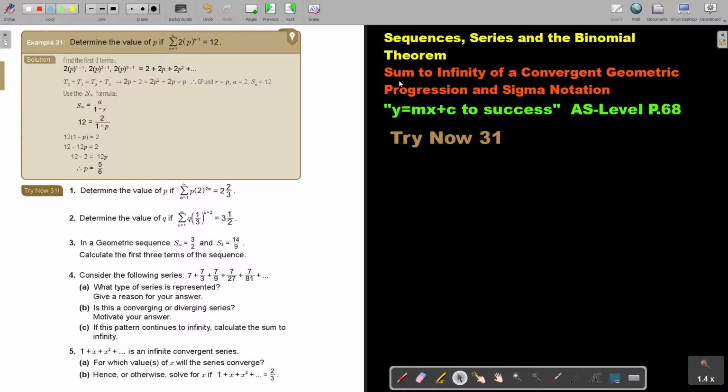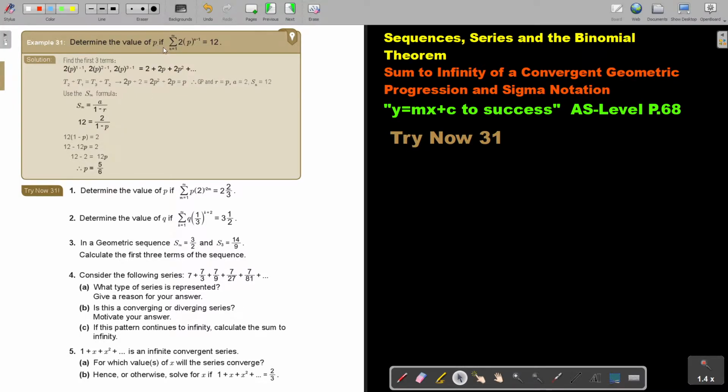In this video, we are going to continue with the sum to infinity of a convergent geometric progression and sigma notation. You will find this on page 68 in the Namibian AS-Level Mathematics textbook. Let's look at another example.